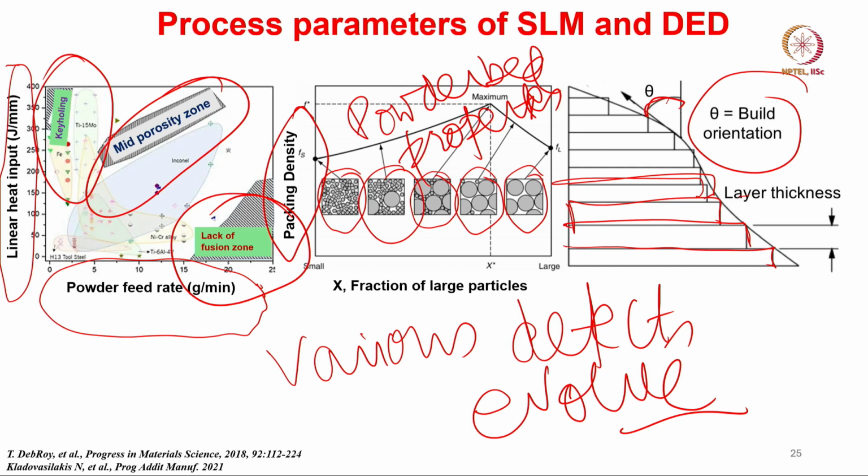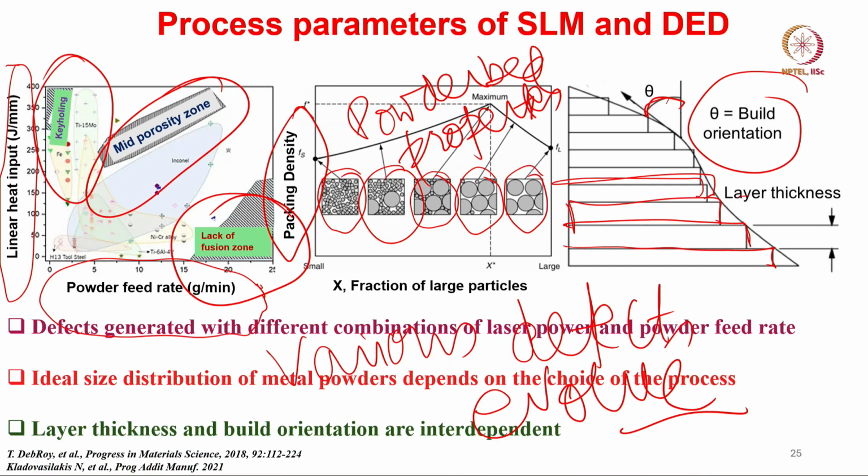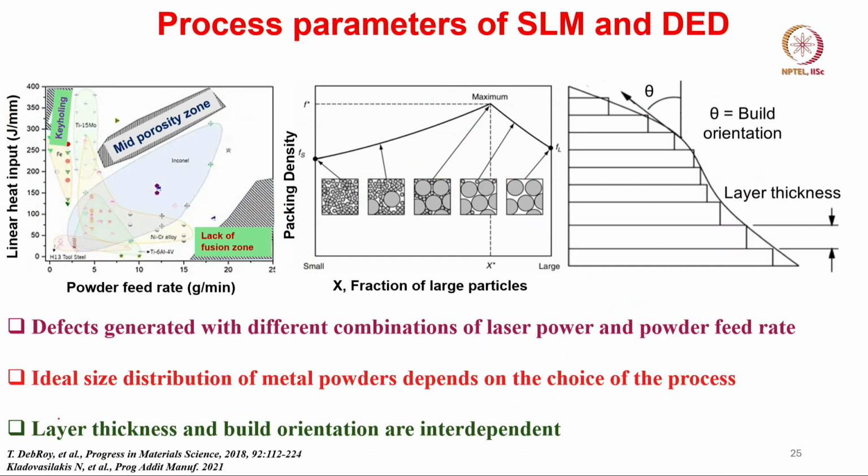All these attributes essentially influence the quality of the additive manufactured parts. To recap what I have been discussing in the last few minutes, multiple defects of different types can be generated as a result of the use of different combinations of laser power and powder feed rate.